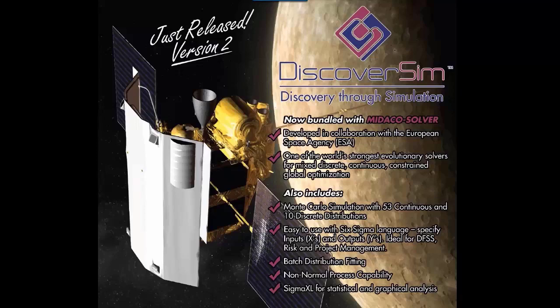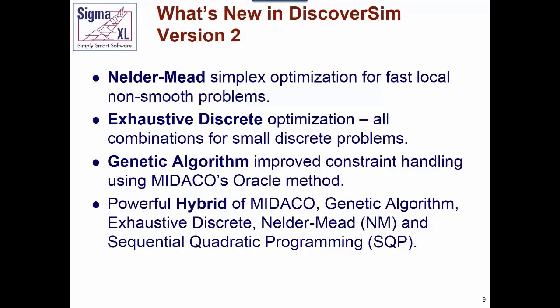What's new now is that in version 1, the only thing you could do with the distributions was to specify the distribution for Monte Carlo simulation, and now we've added the ability to do non-normal process capability. So for Six Sigma practitioners, that gives you a much larger selection of distributions to work with if you have non-normal data. We've also added some other optimizers.